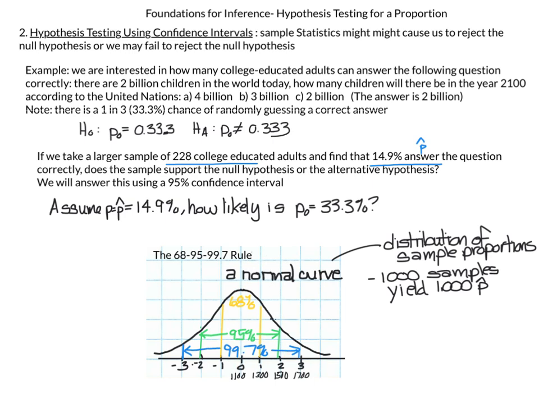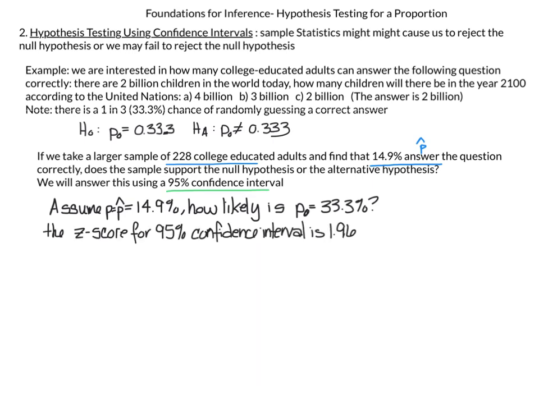And then finally, we expect 99.7% of those 1,000 samples, in other words, 997 samples, to have a p-hat within 3 standard deviations of the true population norm. So again, this is our normal curve. And when we do hypothesis testing using confidence intervals, we're going to assume that our population parameter is equal to p-hat. Now, to calculate 1.96 standard errors, first thing we need to know is what is the standard error.